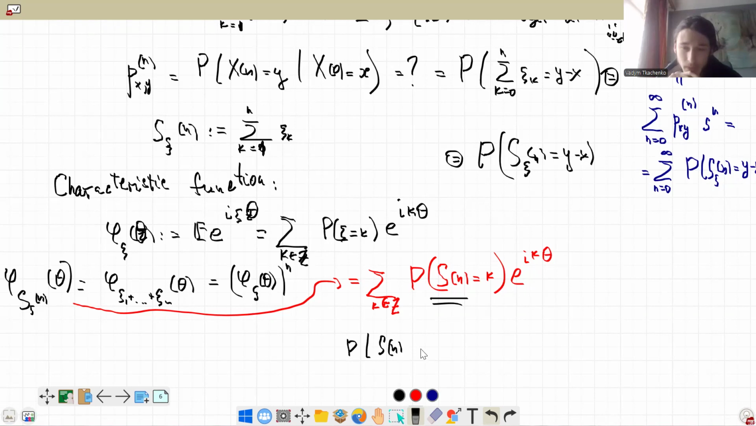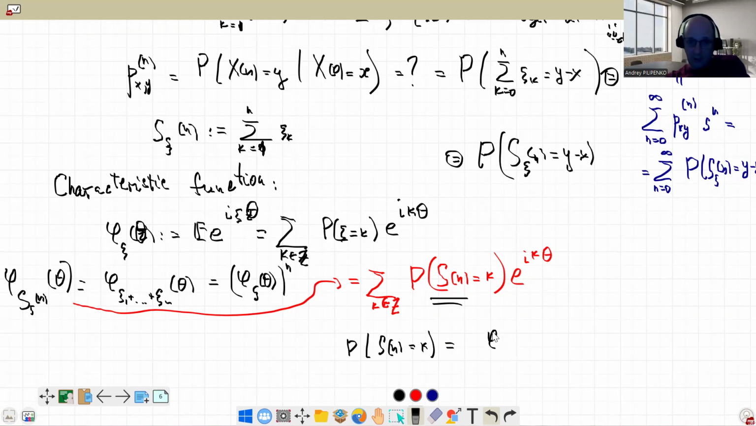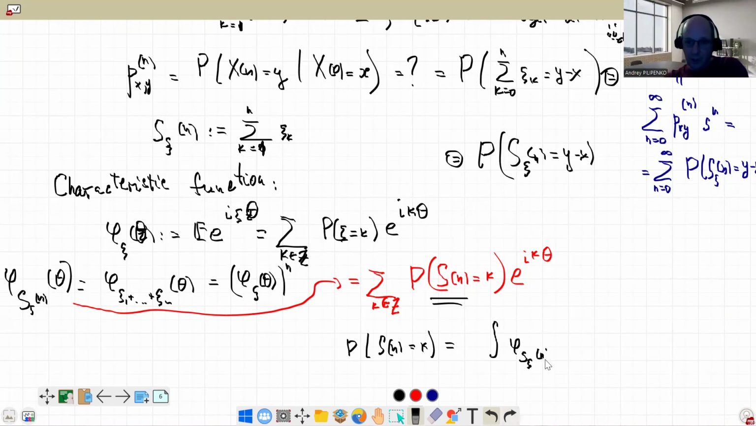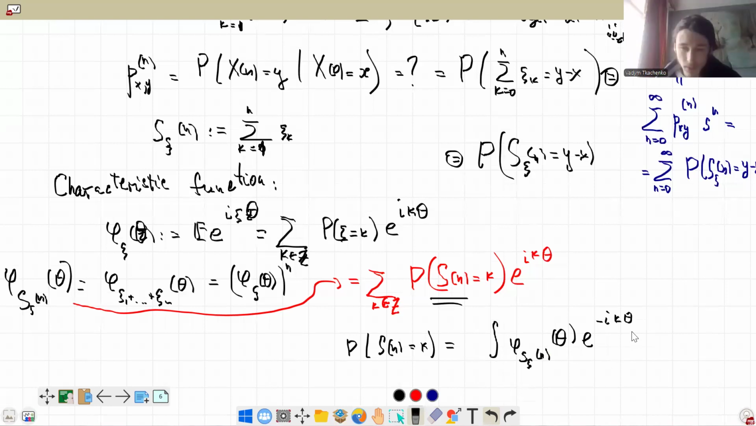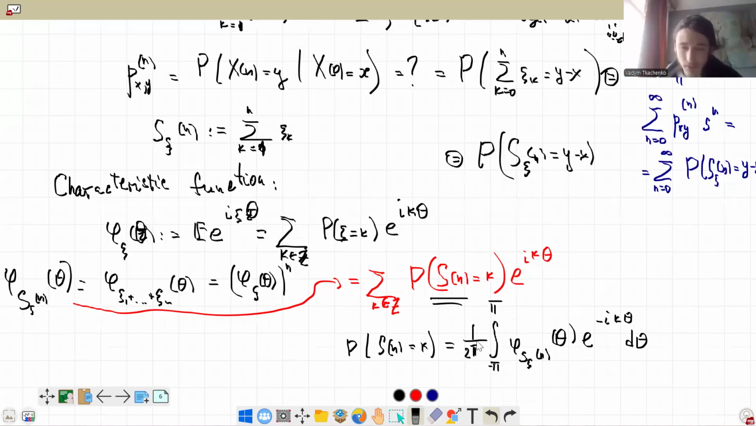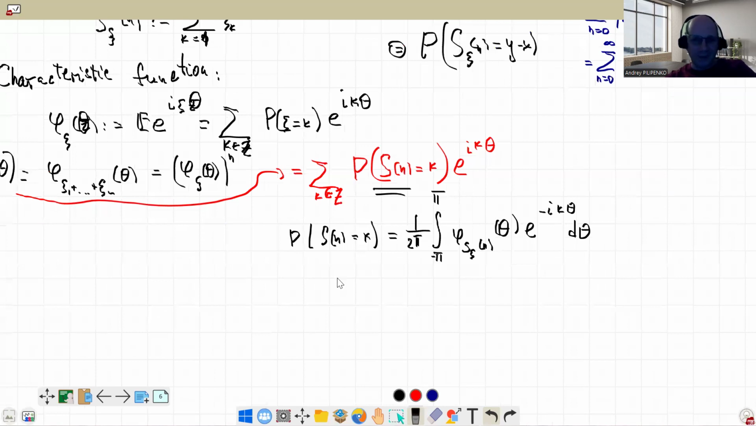We need to multiply by e to the minus ik theta, and take the scalar product, so the integral. So really, you have to multiply by e to the minus i k theta. And what are the bounds of integration? So the period of our function, from 0 to 2 pi, or from negative pi to pi, and we also need some multiplication by the length.